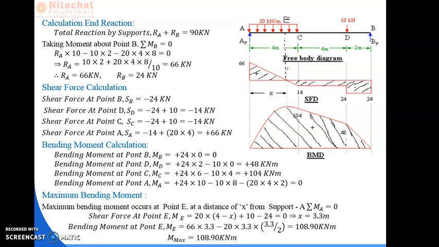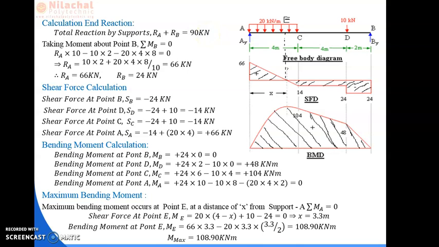We know that for calculation of the shear force and bending moment diagram, we have to find out the reactions at support B and support A. The total reaction should be equal to the applied load. So the applied load is 20 into 4, that is 80 kilonewton, plus 10 kilonewton, that is 90 kilonewton. For the equilibrium of the beam, total reaction RA plus RB should be equal to 80 plus 10, that is 90 kilonewton.